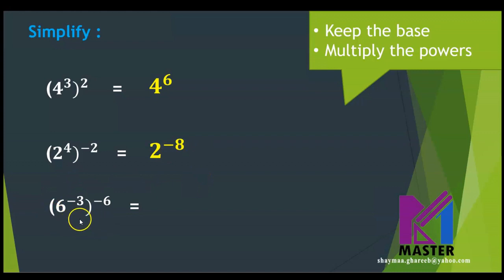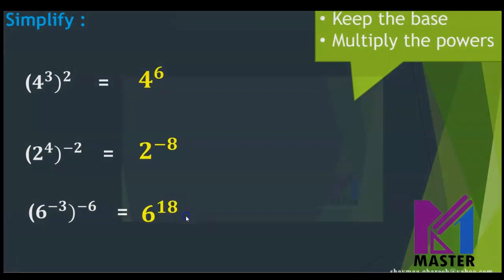The last example here: 6 to the power of negative 3, to the power of negative 6. So we are going to keep the 6, which is the base number, as it is. Then we are going to multiply the two powers together. So the answer will be 6 to the power of, what do you think? Negative 3 times negative 6. A negative number times another negative number, the answer will be a positive number, which is 18. Then the answer will be 6 to the power of 18.